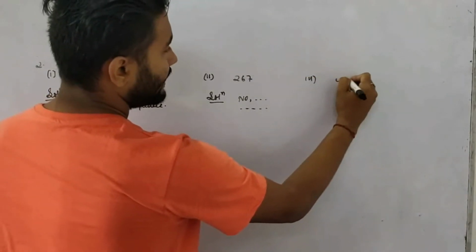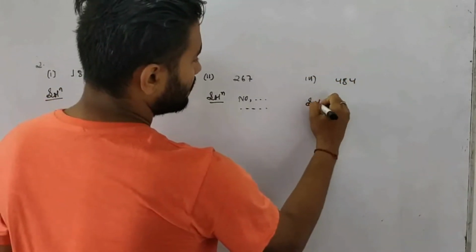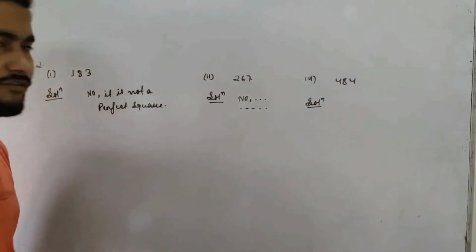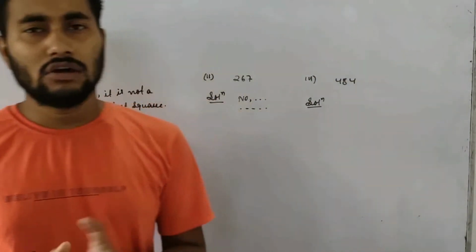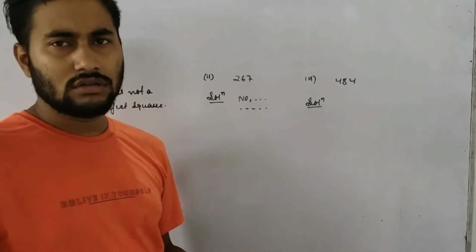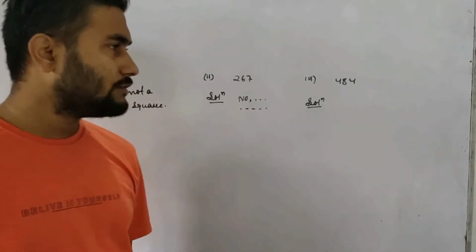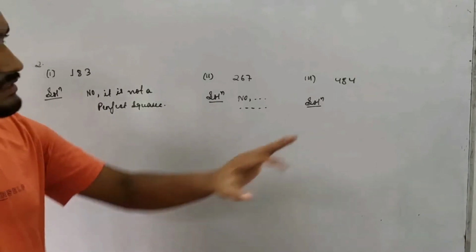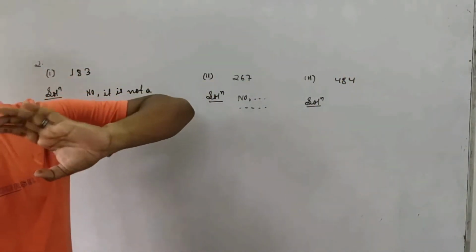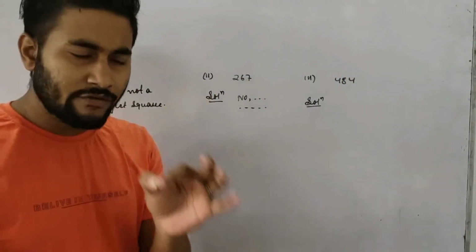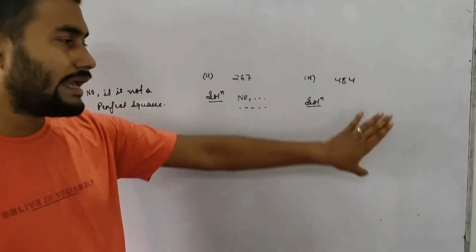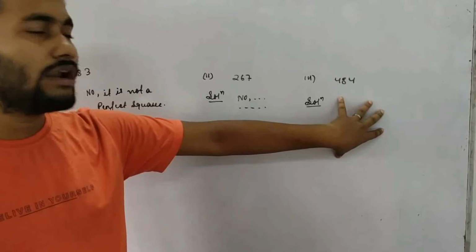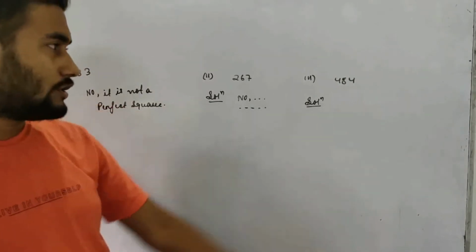Number 3, 484. Now this is ending in 4, so we cannot tell whether it is a perfect square or not. So we have to check. Now if you have memorized, then it is good. I don't know how many of you have memorized till 30 square. Whichever student has memorized 1 square to 30 square, they can give the answer directly: 484 is a perfect square or not.